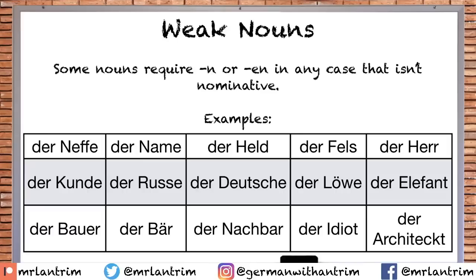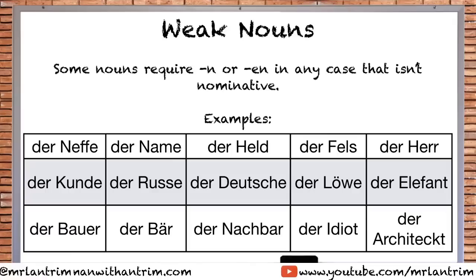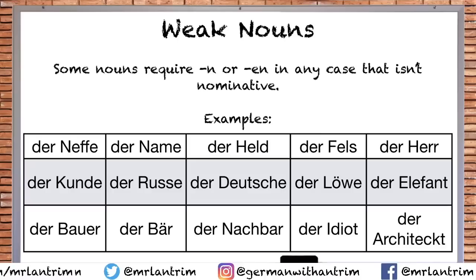So anyway, the point is certain ones will take N, certain ones will take EN, and these are all nouns that require an extra N in the accusative, dative, and genitive cases.